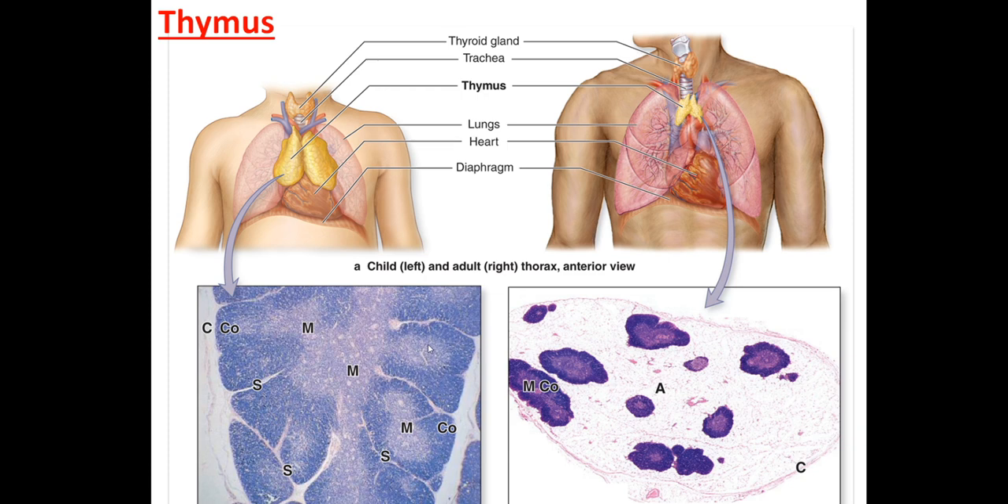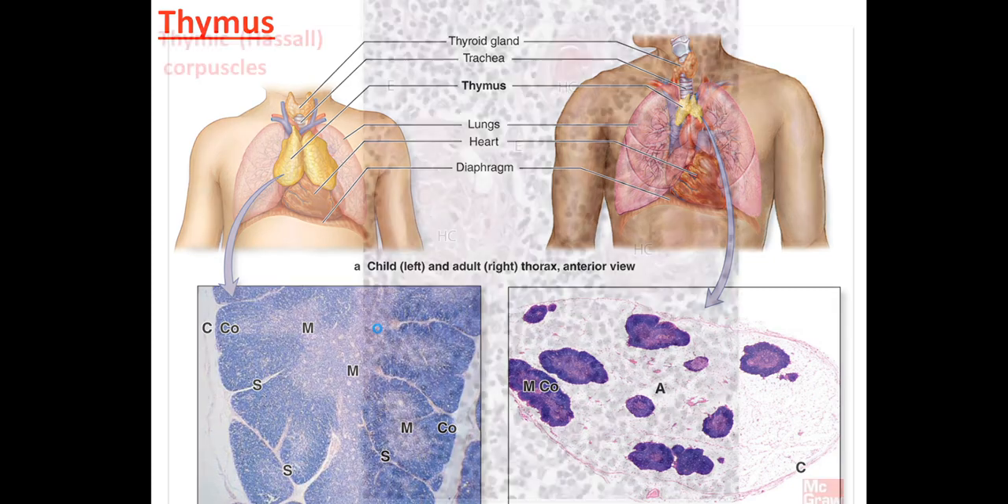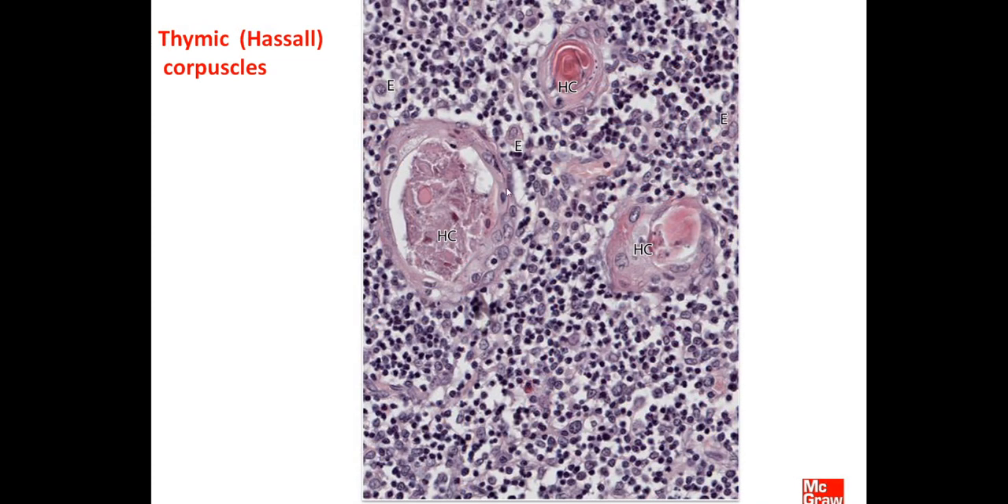The main histological feature in the thymus is the Hassall corpuscle. This is a Hassall corpuscle located in the medulla of the thymus. It is considered the main histological feature in the thymus. The thymic corpuscle, or Hassall corpuscle, is located in the medulla.